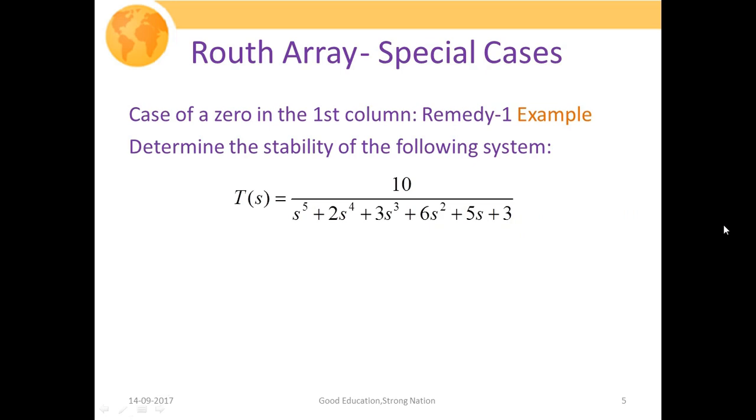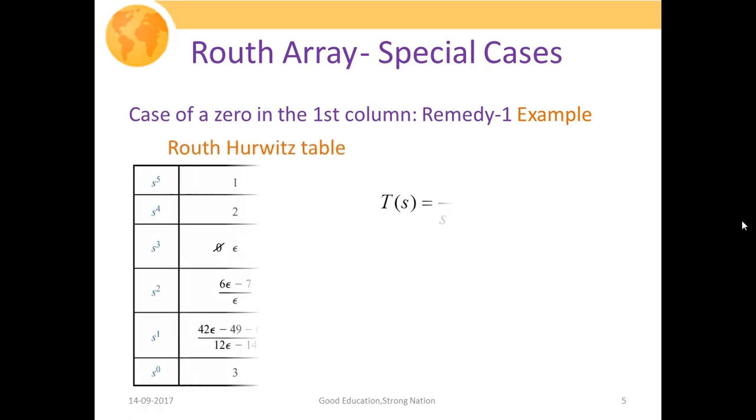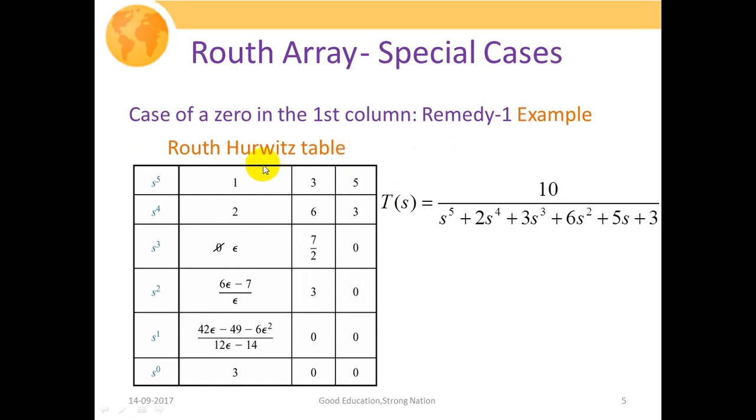Now let us try to evaluate the Routh table for this particular transfer function. So here is the Routh table. Again, create the Routh table associated with this particular transfer function. We're going to write up the coefficients of various powers of s. So first two rows we have to write up as it is, s to the power 5 and then s to the power 4. The coefficient of s to the power 5 is 1.